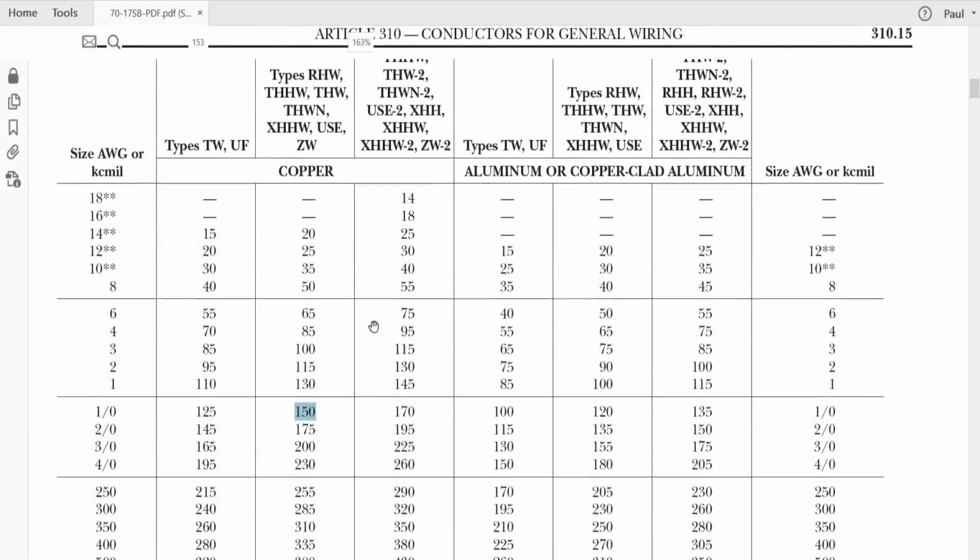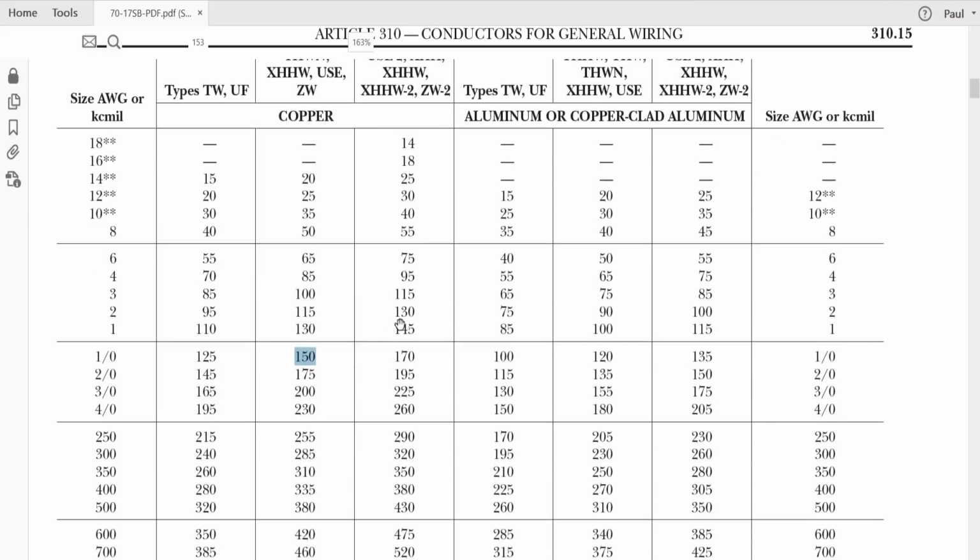So I'm in 90 degrees C because I'm doing adjustment and correction here, in this case a correction. And I totally forgot what it was, so let me look back, and it was 145.25. Okay, so I need at least 145.25. So I'm going to go up to this 1/0, and it's good for 170. Okay, because I have to have at least that. So I'm going to do that.